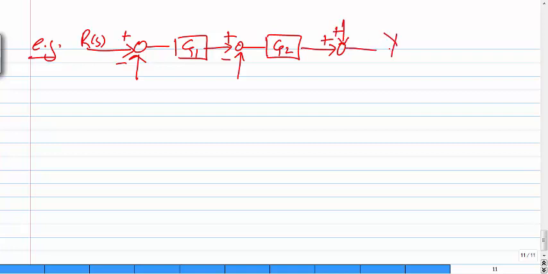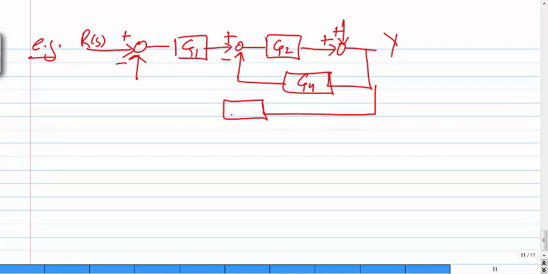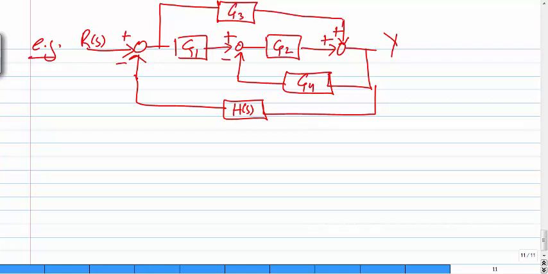So this is the output, and we have a feedback here, that is G4. There's another feedback with H of S. There's another one that is going as a feed forward, that is with G3. So we ask you to solve this problem. Now the first thing is to convert this into a signal flow graph. So how we do that?